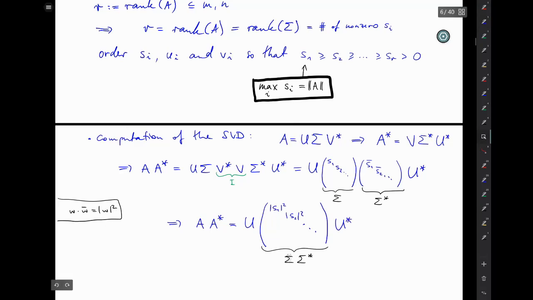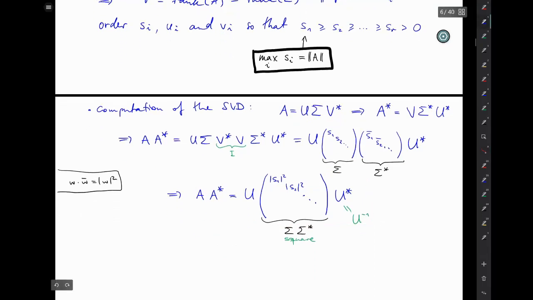Now sigma and sigma star are generally rectangular, but if you multiply them like this, you get something that is square and diagonal, of course. And U star is just U inverse. And this shows that this here is just an eigenvalue, eigenvector decomposition, or you could say a diagonalization of your matrix A star.